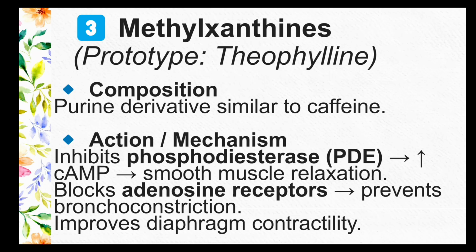Last type is methylxanthines. We'll have the example of theophylline. What's the composition? A purine derivative similar to caffeine. Action: what is the action of this drug? Inhibits phosphodiesterase (PDE), which increases cAMP. We already know cyclic AMP means cyclic adenosine monophosphate. When cAMP is increased, it will automatically relax the smooth muscles. So this is the mechanism. It also blocks adenosine receptors, preventing bronchoconstriction and constriction of the airway.